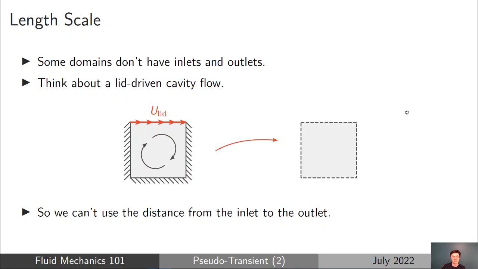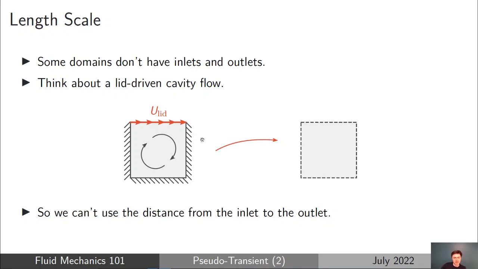Now, an example I want you to think about is a lid-driven cavity flow, which is a very simple case that really illustrates the point that some domains don't necessarily have inlets and outlets at all. So using the idea of the distance between the inlet and the outlet is misleading. For some domains like this lid-driven cavity flow, where the top of the box is moving from left to right, and this acts to stir and move the fluid in a circular motion, there's no inlet and outlet here at all. And so we can't use the distance from the inlet to the outlet to specify a characteristic length scale.